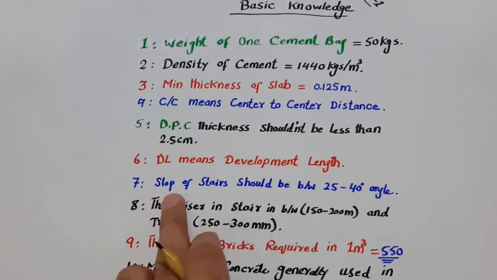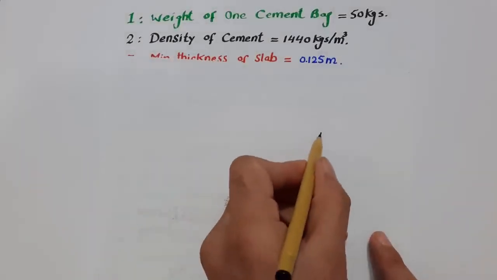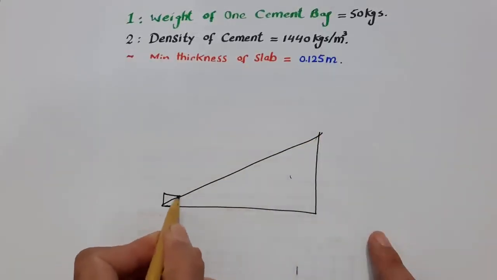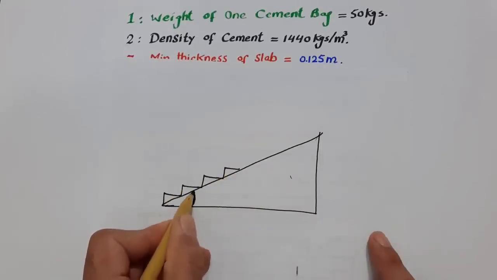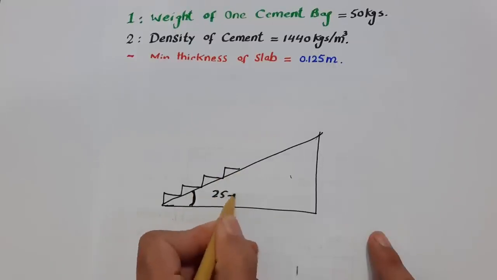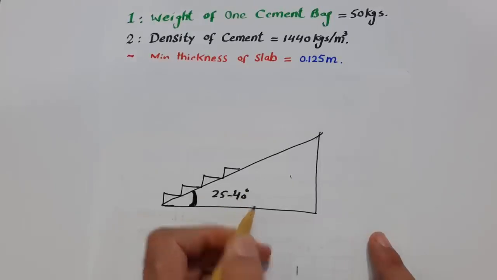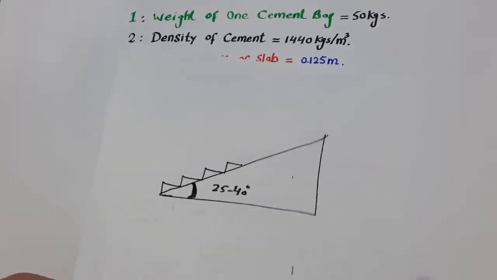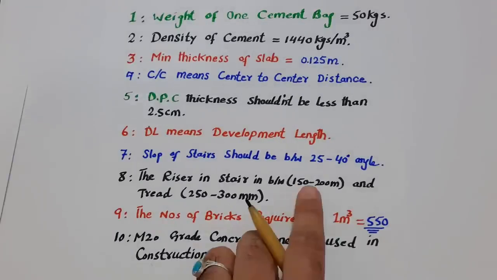The next one, guys, seventh, the slope of stair should be between 25 to 40 degrees. What does it mean? You can see this is a wall, this is a stair, and these are steps. This angle should be between 25 to 40 degrees. It should not be more than 40 degrees, otherwise people will face more problems when they are using these stairs.